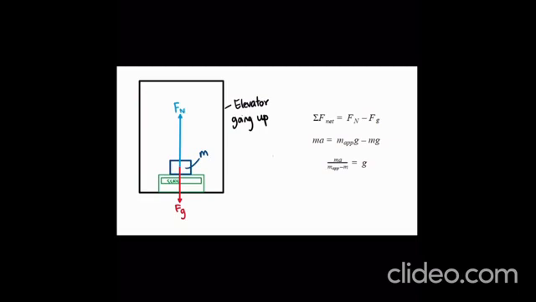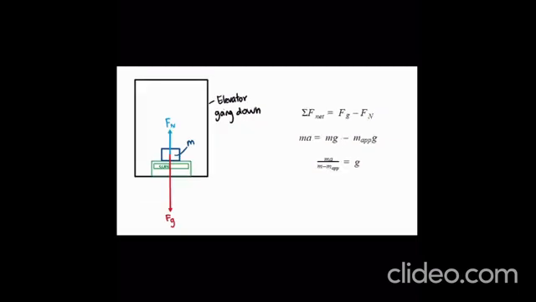This can then be seen as the elevator is moving downwards, seen through the FBD, that the acceleration is also downwards. This then causes the acceleration due to gravity to be written as the initial mass times the acceleration of the elevator divided by the initial mass minus the apparent mass.